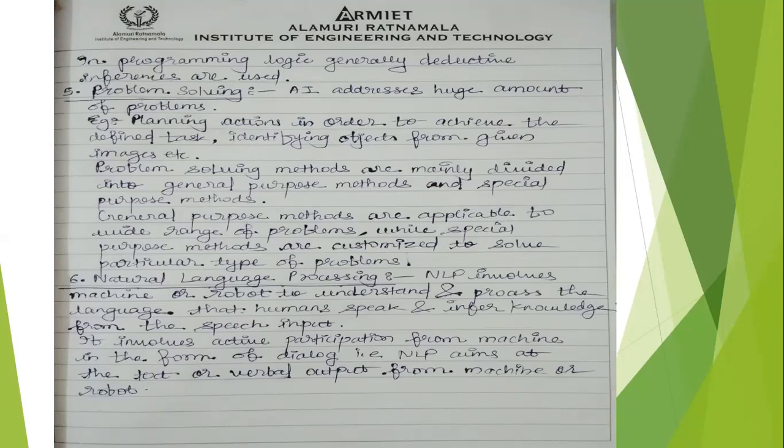Okay, in the NLP unit, it involves active participation from the machine in the form of dialogue. So the machine is having a dialogue with the human being. For example, your Google Assistant. NLP aims at a text or verbal output from the machine or robot. So the robot or machine is answering you verbally or in text format. Okay, so the communication between the machine and a human is important, and it is wholly dependent on the natural language processing unit.